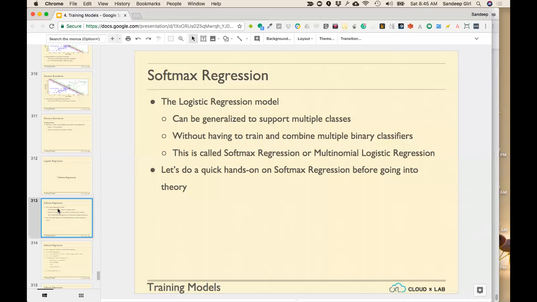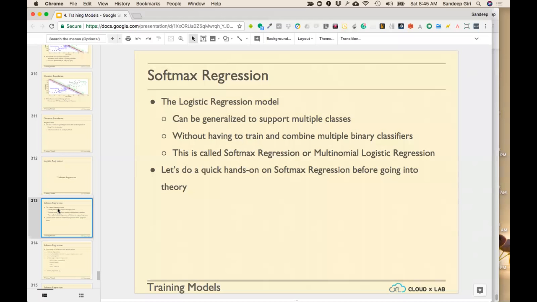In the case of softmax regression, we are going to do that in a single shot instead of creating so many classifiers. That's the idea behind softmax regression.